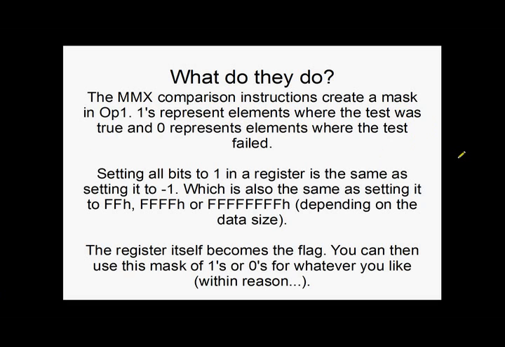And setting all bits to 1 in a register is the same as setting it to -1. It's also the same as setting it to FFH if we're using bytes, 4 Fs in hexadecimal if we're using words, or 8 Fs in hexadecimal if we're using D words. The register itself becomes the flag. It's a little strange, but we'll see how it works. And then you can use that mask of 1s or 0s, or these Fs, to do pretty much whatever you want.